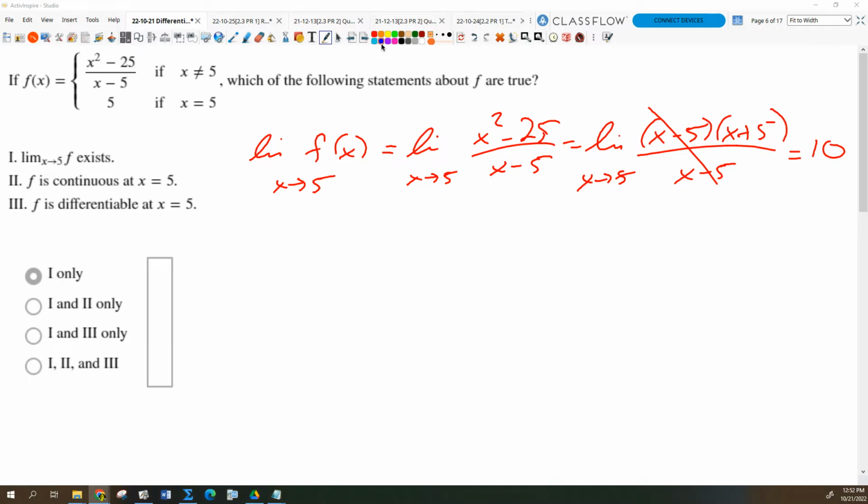Is the function continuous? No, because the limit approaches 10, but the value of the function is 5, right? So that means that this point has been displaced from the function. Okay, give me thumbs on that. Does that all make sense? Okay. Is the function differentiable? Do we even have to try? No, how come? Because it's not continuous. Differentiability implies continuity. In other words, differentiability requires continuity. So it's only one. Okay?